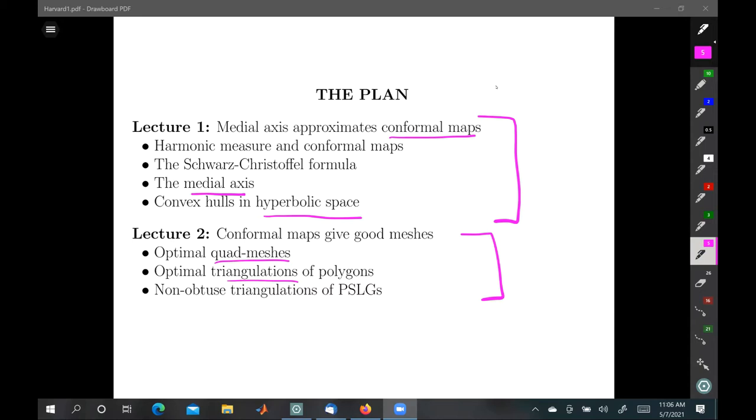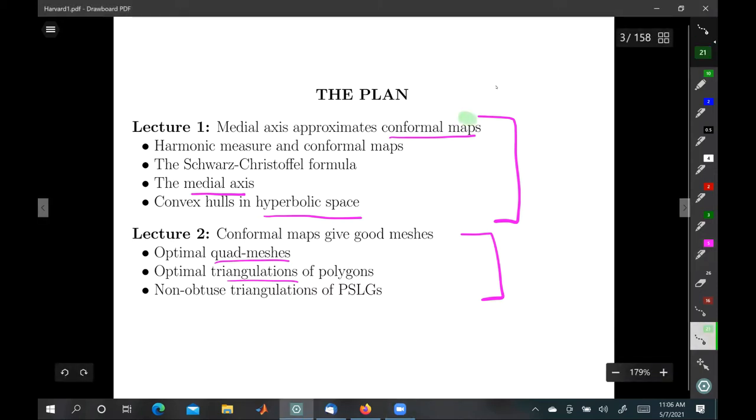Okay. So I've been studying conformal mappings since my PhD thesis back in the 80s. So to me, it's very natural, and I don't have to motivate why they're interesting, but for this audience, I thought maybe I should say a couple of words.